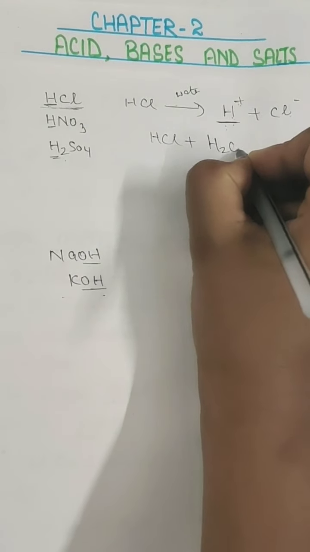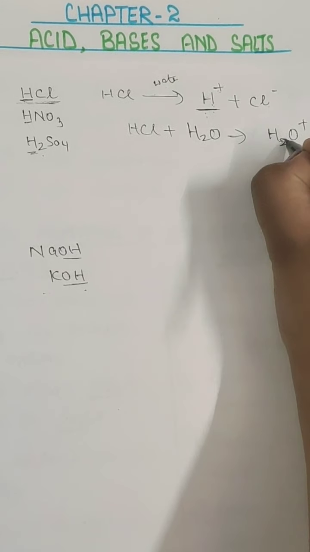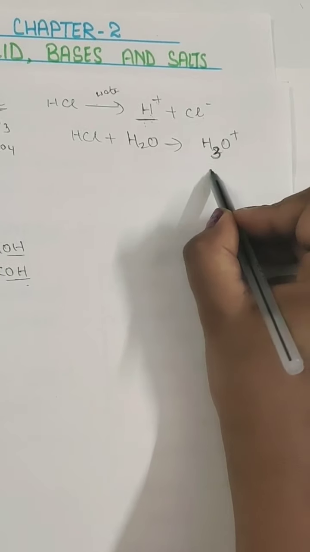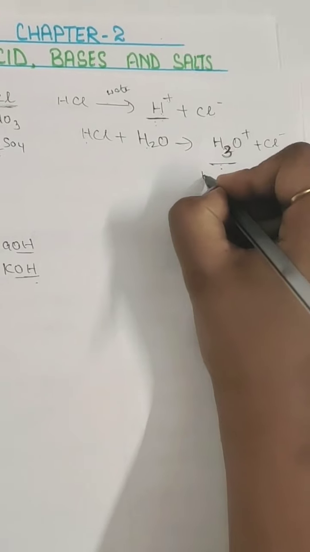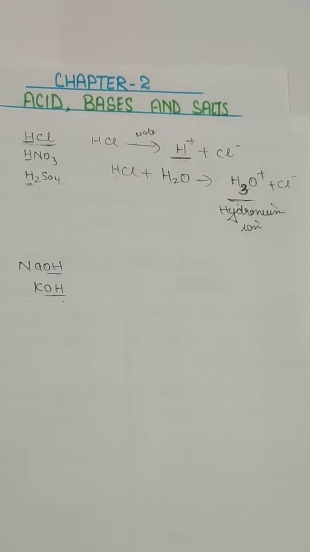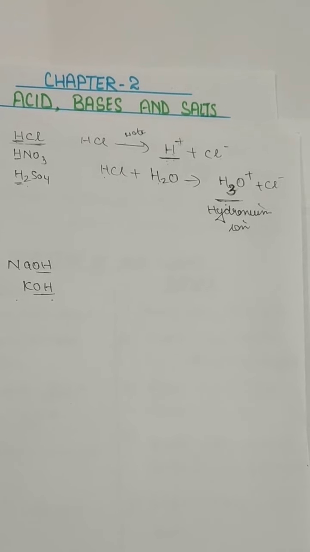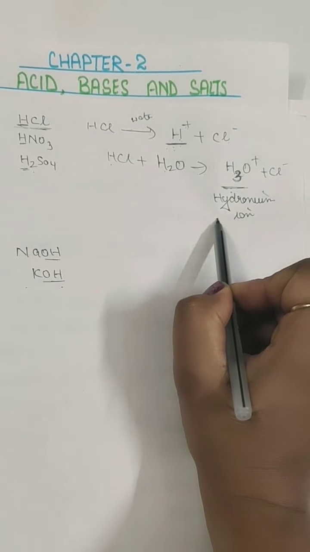It will form a hydronium ion, that is H2O plus, sorry, H3O plus. It's called hydronium ion because here H1 and H2, so it will be H3O, hydronium ion, and again chlorine will be released. So this is called a hydronium ion. Both of these represent acids. So any substance which when dissolved in water releases hydrogen ion or hydronium ion is called an acid.